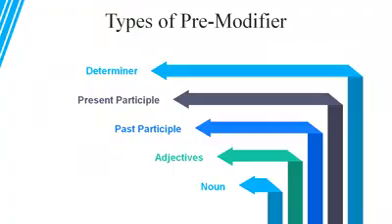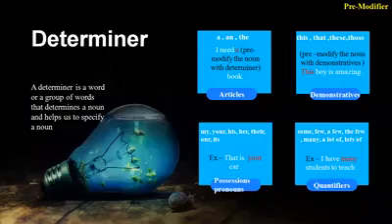Okay, pre-modifier can be of several types. Number one, determiner; then present participle, past participle, adjectives of noun. Okay, you know the determiner. A determiner is a word or a group of words that determines or fixes a noun and helps us to specify a noun.